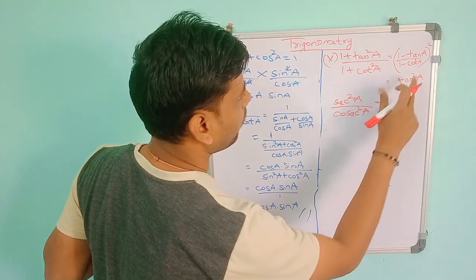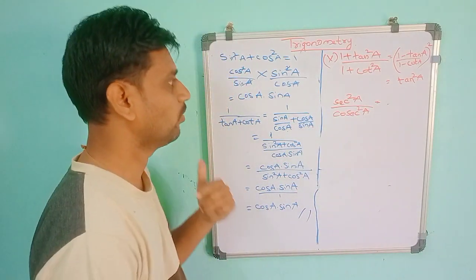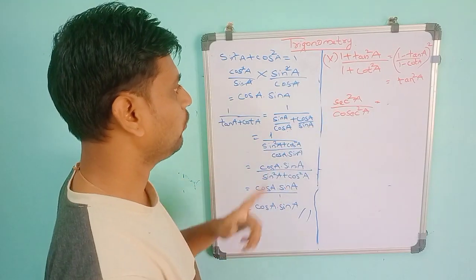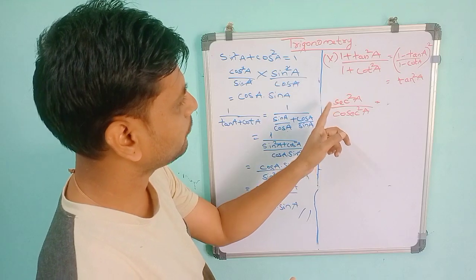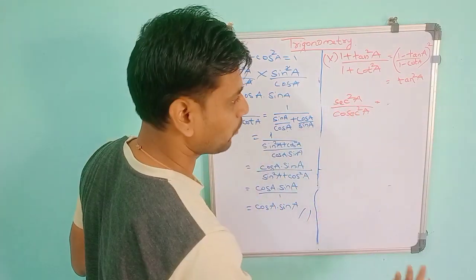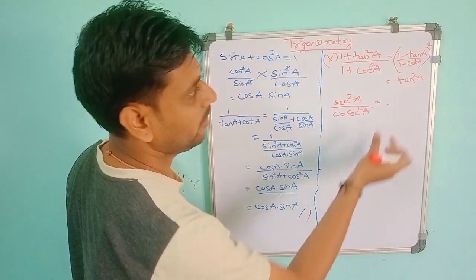Then we want in tan. So tan is sin by cos, but we have here sec by cosec. So if you think correctly, you will get that one. This sec we can make cos A and cosec we can make sin. So we will get it in terms of tan.